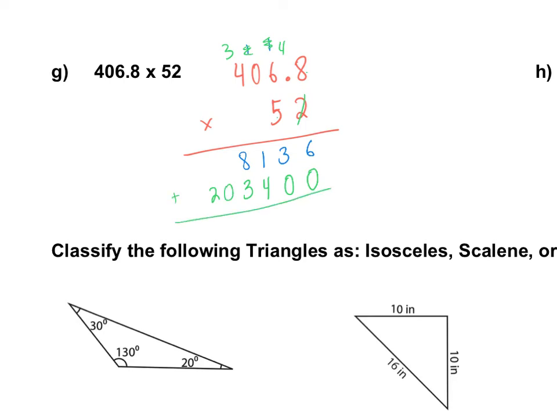Now I'm going to add my two rows together here. And now I add my decimal back in. So I'm going to move it over one space, and I get an awfully large number. So here, right, is my answer.